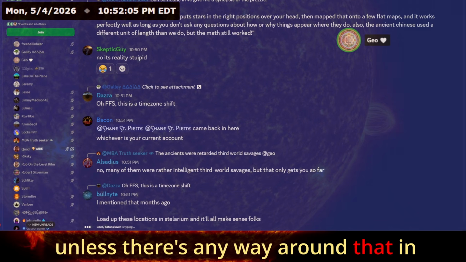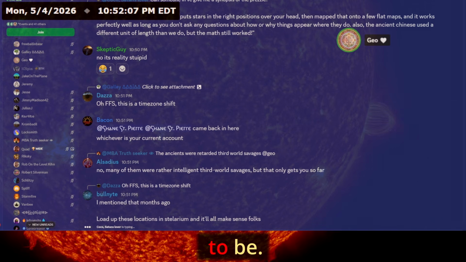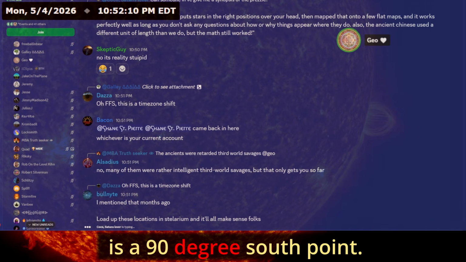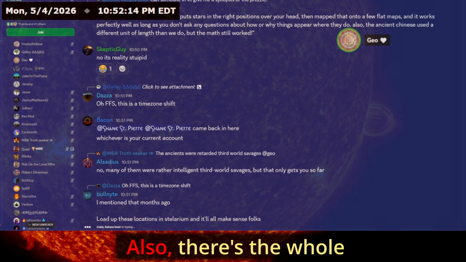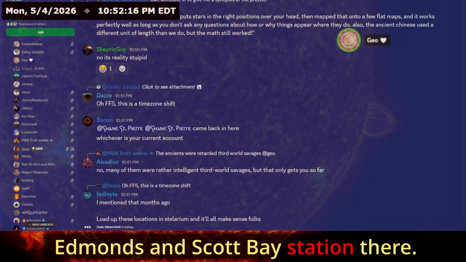Unless there's any way around that, but that's exactly how the sky seems to be. And it does seem like there is a 90-degree south point. I mean, I've never been there obviously, but ALE has a camp there. Also, there's the whole Amundsen-Scott base station there.